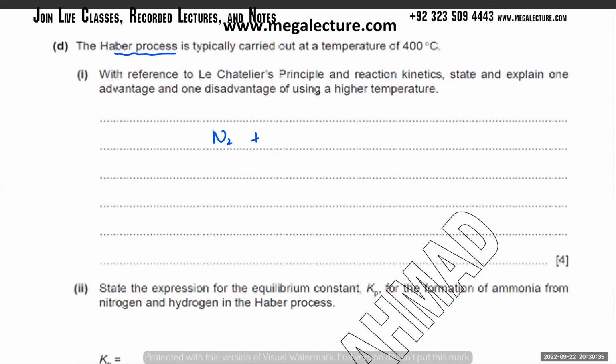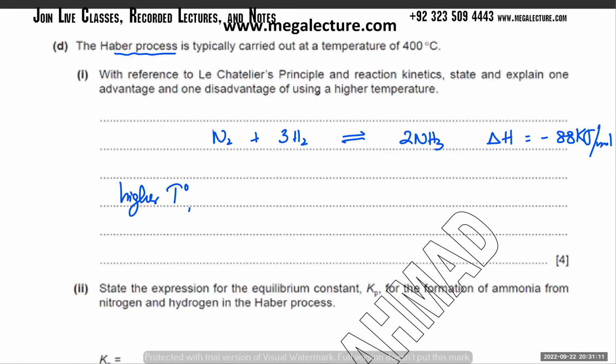So you got N2 plus H2, and it's an equilibrium with 2 NH3, and the enthalpy change is minus 88, I think, kilojoules per mole. Now, at higher temperature, which reaction will be favored? According to Le Chatelier's principle, the exo or endo, at higher temperatures, which reaction gets favored?